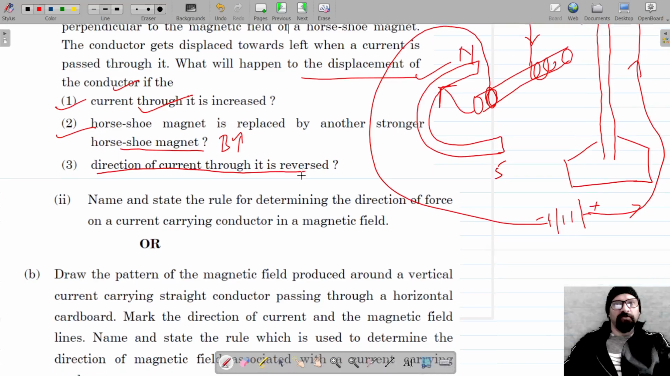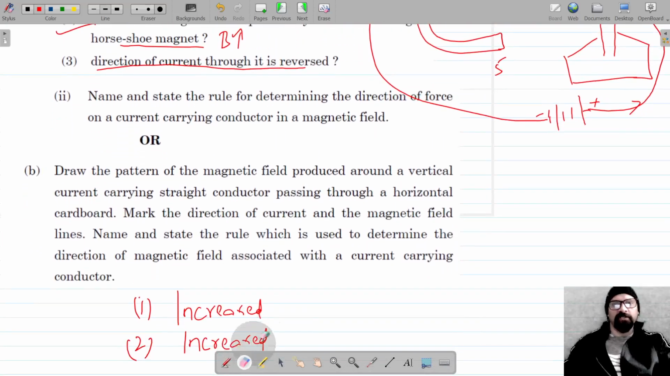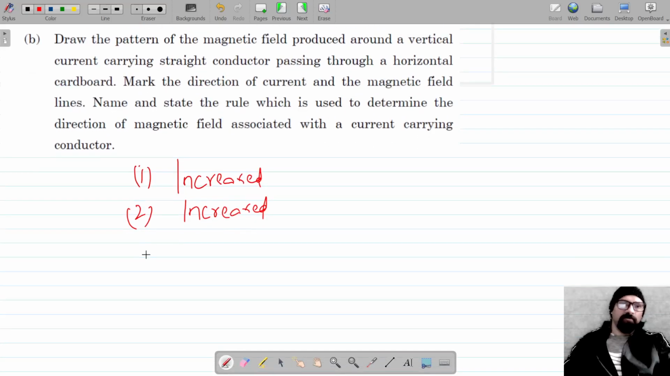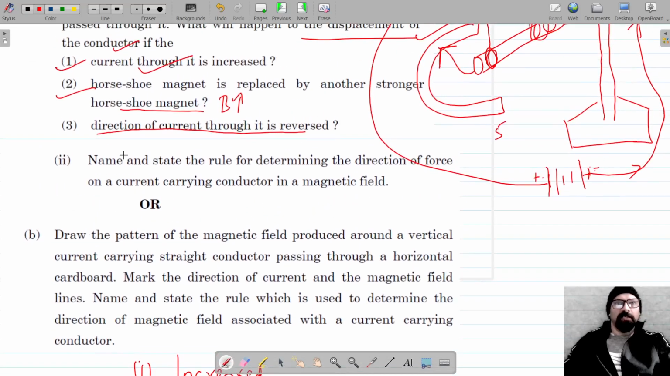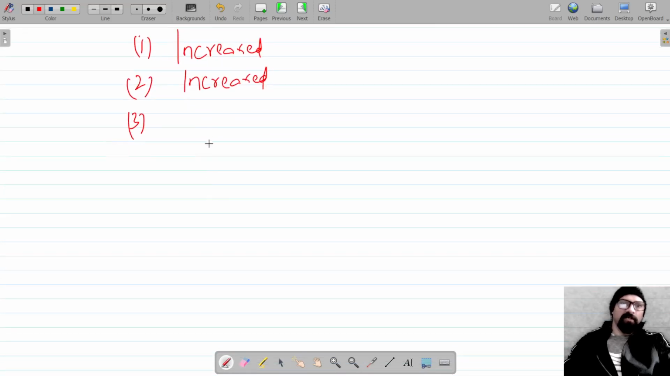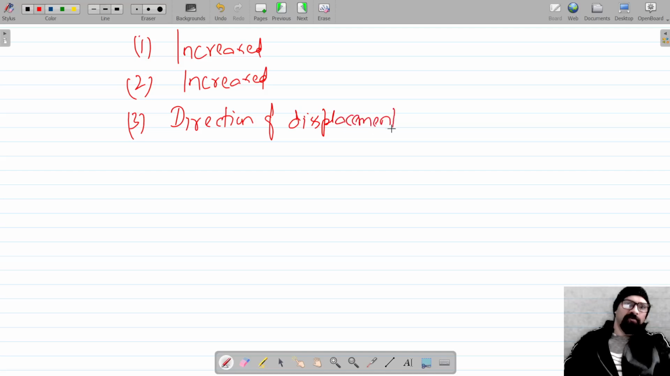Now, the direction of the current through it is reversed. If the direction of the current is reversed by changing the polarity, that means the direction of displacement of the conductor is also reversed. That means if it was moving towards left initially, it will move towards right now.